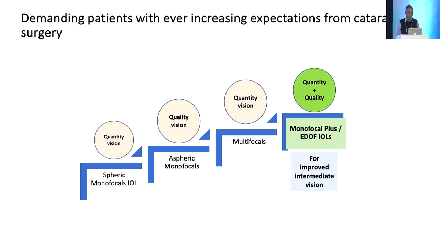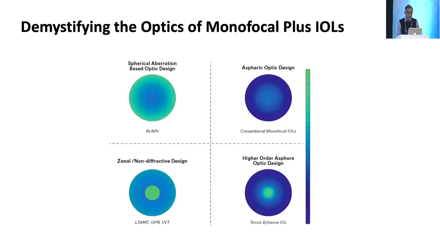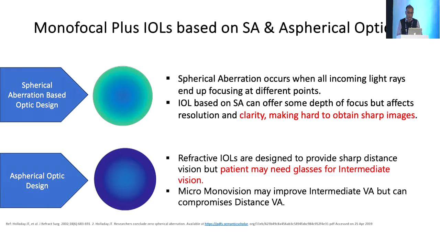visual outcome? Well, we do know that there has been a change in our intraocular lenses, right from the spherical monofocals where you had just quantity, to better quality with aspheric monofocals, to then multifocals, and now where you have a range of vision, that is the monofocal plus and the EDOF lenses. These lenses are of different technologies. Let's deal with a few of them.